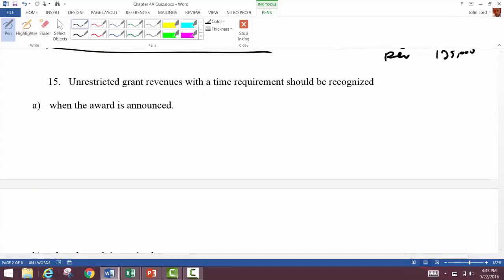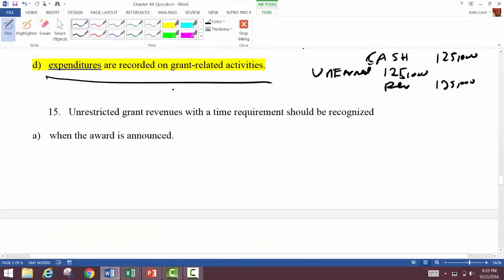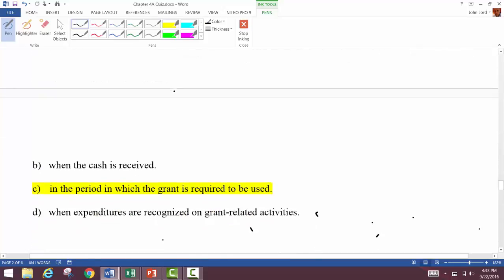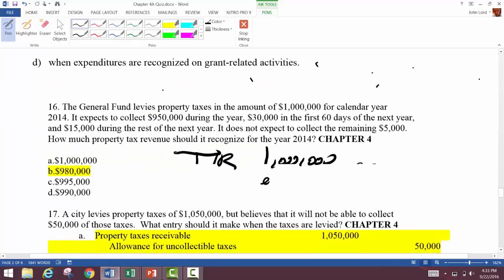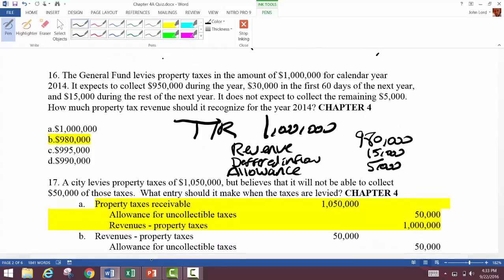How about this one? Is this another question? Unrestricted grant revenue with time requirements are recognized as what? Should be recognized, I think we mean as revenue, when what? In the period in which the grant is required to be used. That's a time requirement, isn't it? Okay, good.